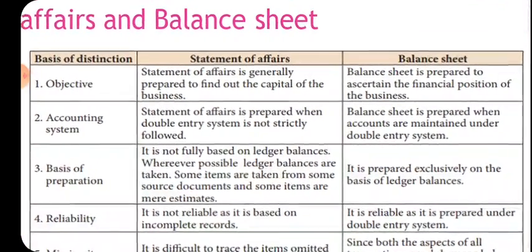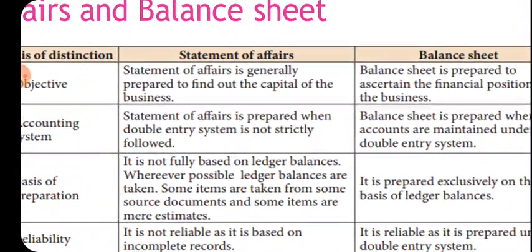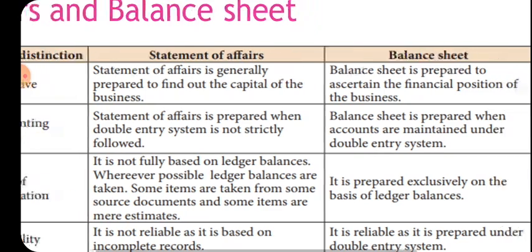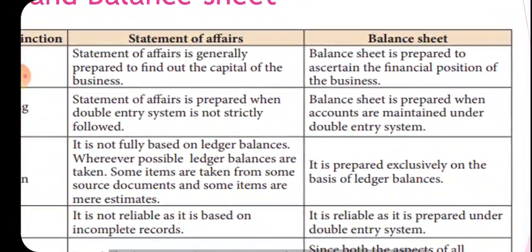Then accounting system. Statement of affairs is prepared when the double entry system is not strictly followed. In a particular company, if the double entry system is not followed, it means they are following the single entry system. But balance sheet is prepared when accounts are maintained under the double entry system. If a company follows the double entry system, they'll prepare the balance sheet.